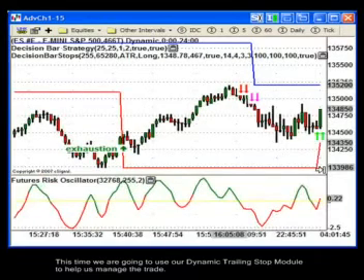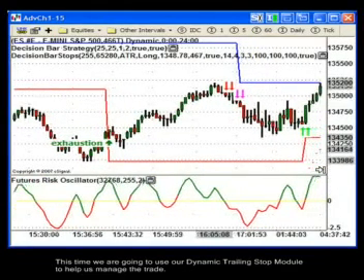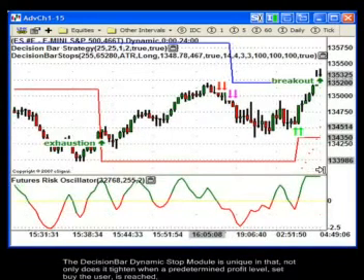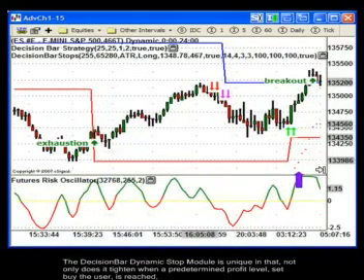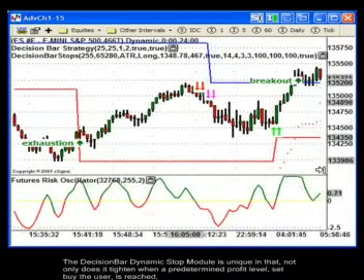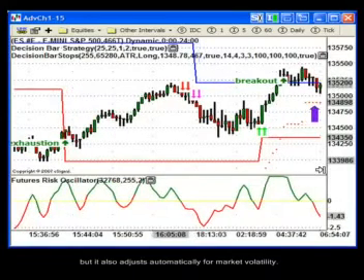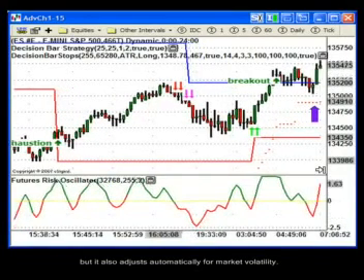This time we are going to use our dynamic trailing stop module to help us manage the trade. The DecisionBar dynamic stop module is unique in that not only does it tighten when a predetermined profit level is reached, set by the user, but it also adjusts automatically for market volatility.